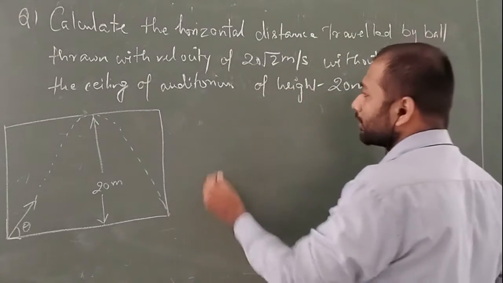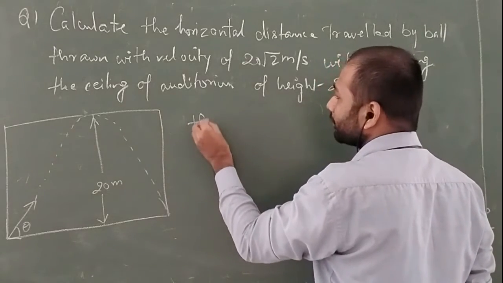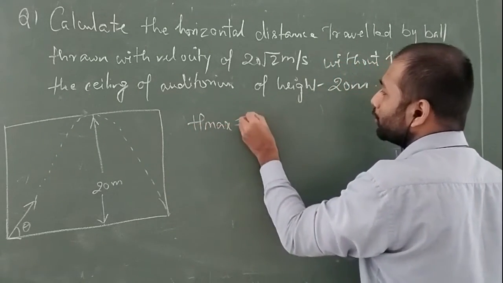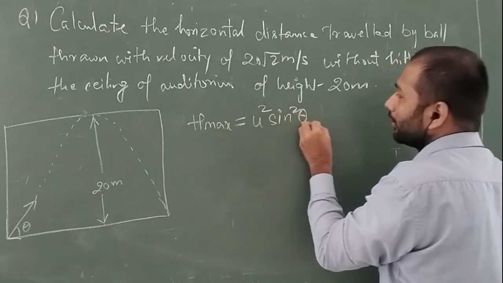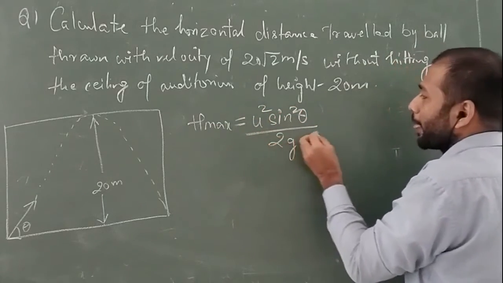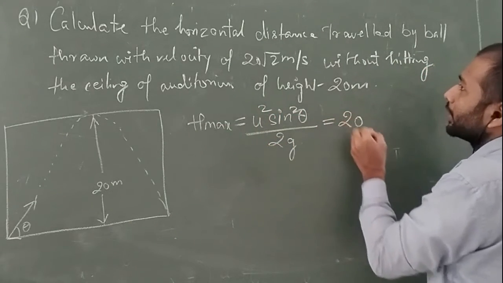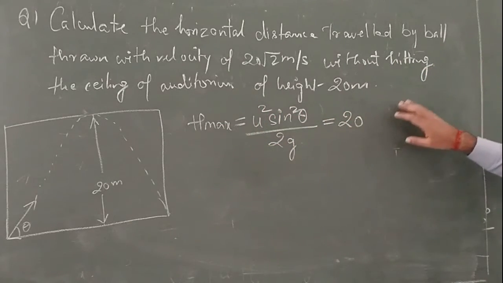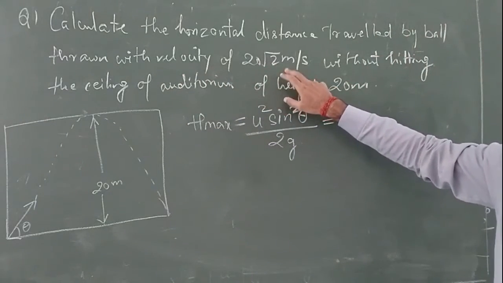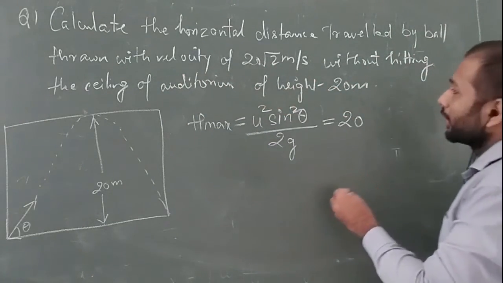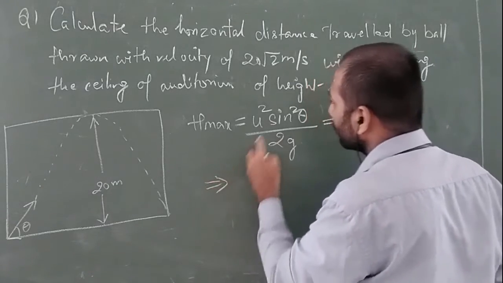Okay, so this is what is given, that is h max, which is equal to u square sin square theta upon 2g, and its value is given to us, that is 20 meters. And what else is given to us? Okay, that is the velocity. Velocity on the projection is given as 20 root 2. So let's put it here and see what we are getting.